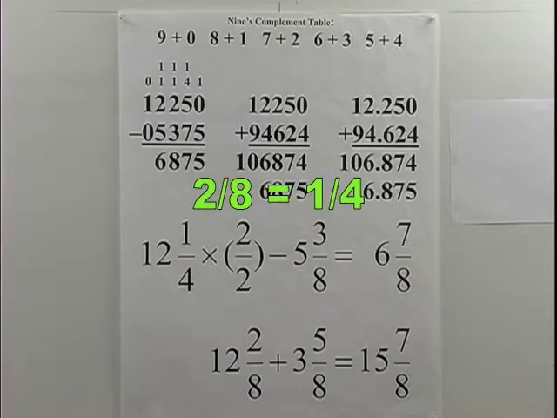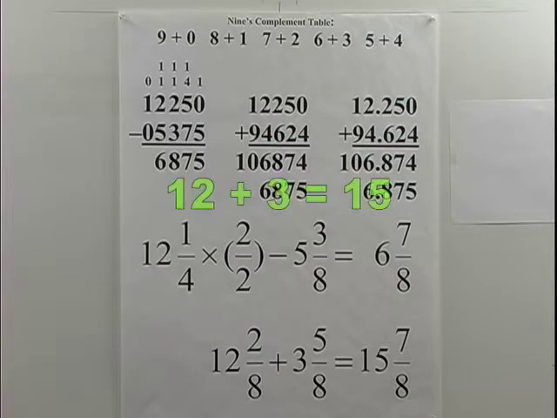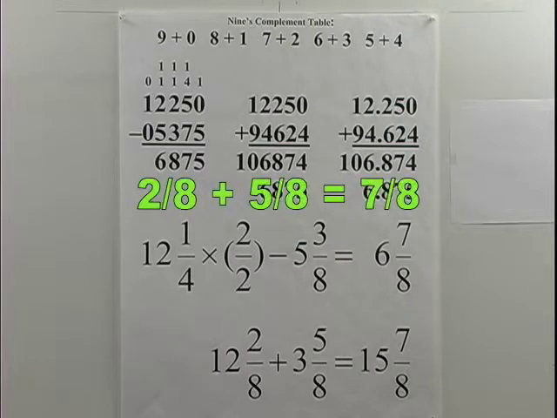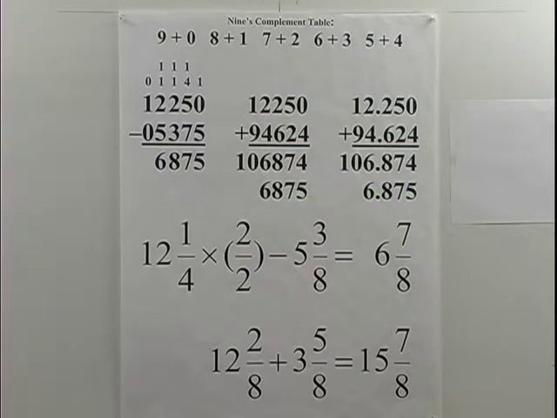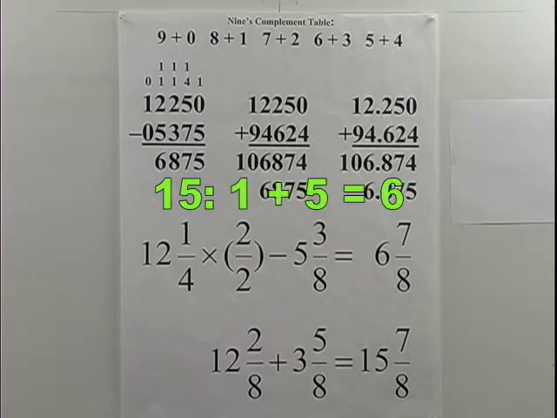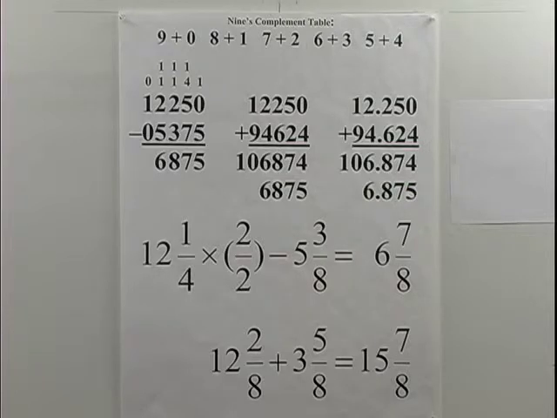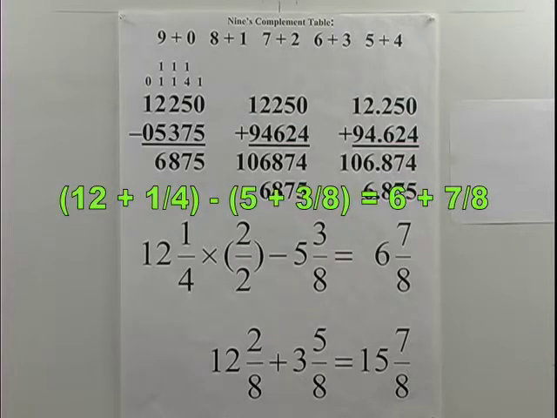2/8 is another way of writing 1/4. So now I can proceed to add. 12 and 3 is 15. 2 and 5 is 7, so I get 15 and 7/8. My last step in the 9's complement procedure is to take this leftmost digit, it will always be a 1, add it to the rightmost digit, 5 in this case, I get a 6. 6 and 7/8. So 12 and 1/4 minus 5 and 3/8 is equal to 6 and 7/8.